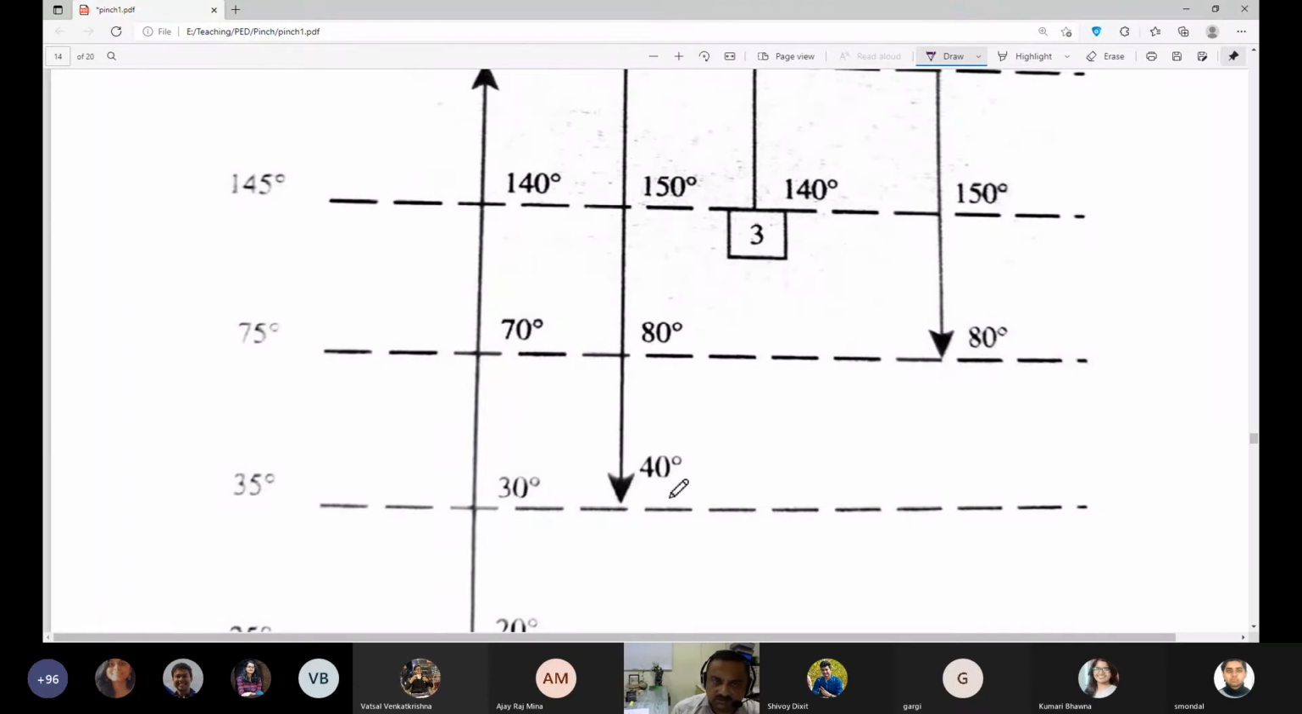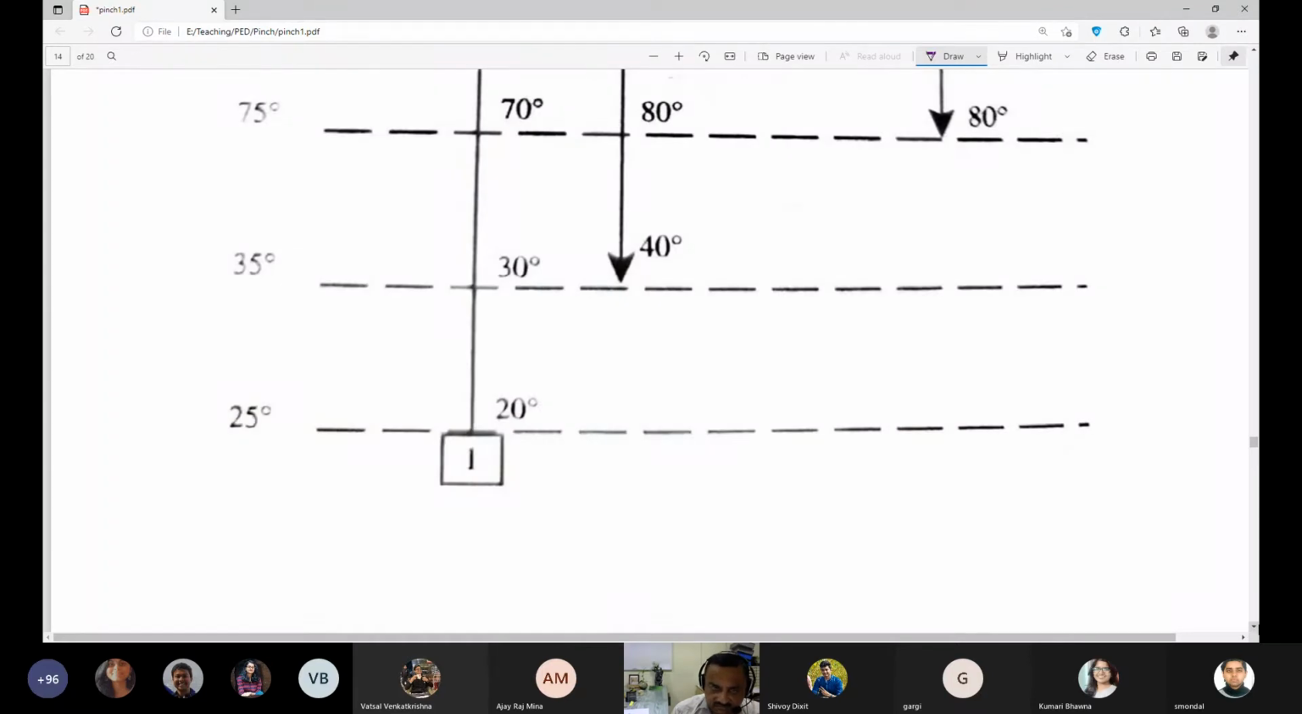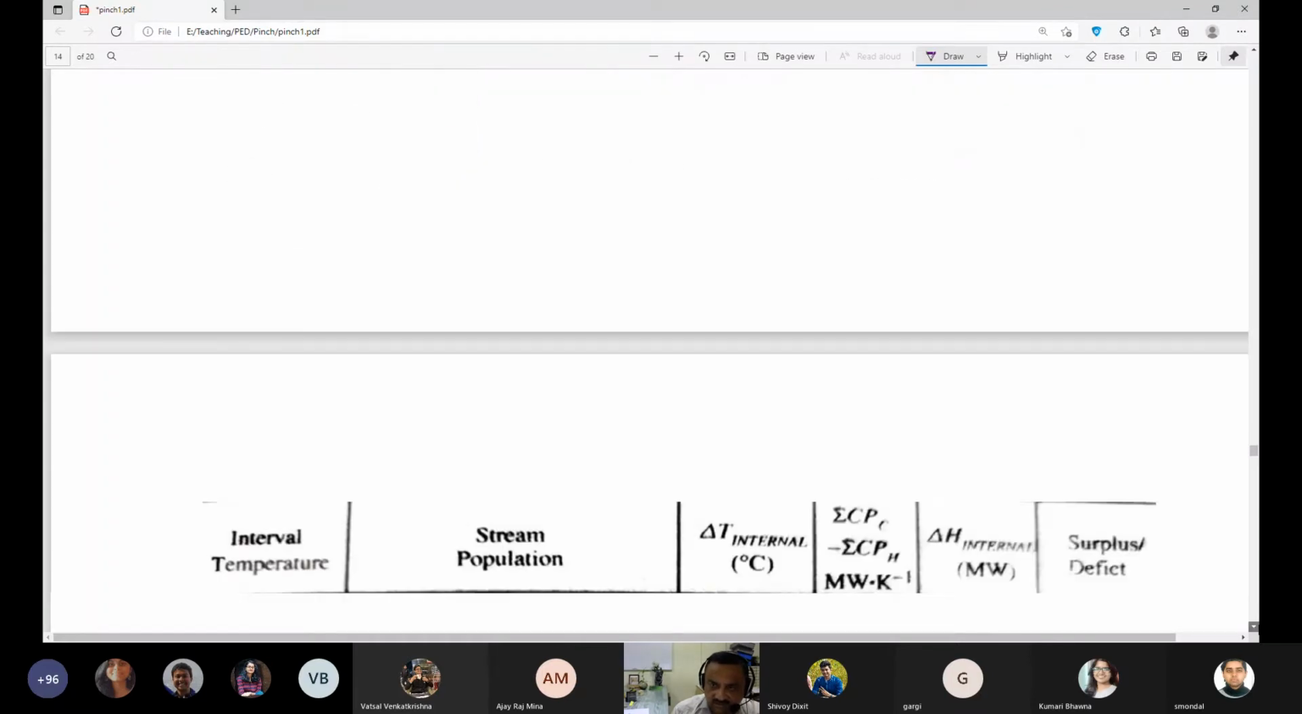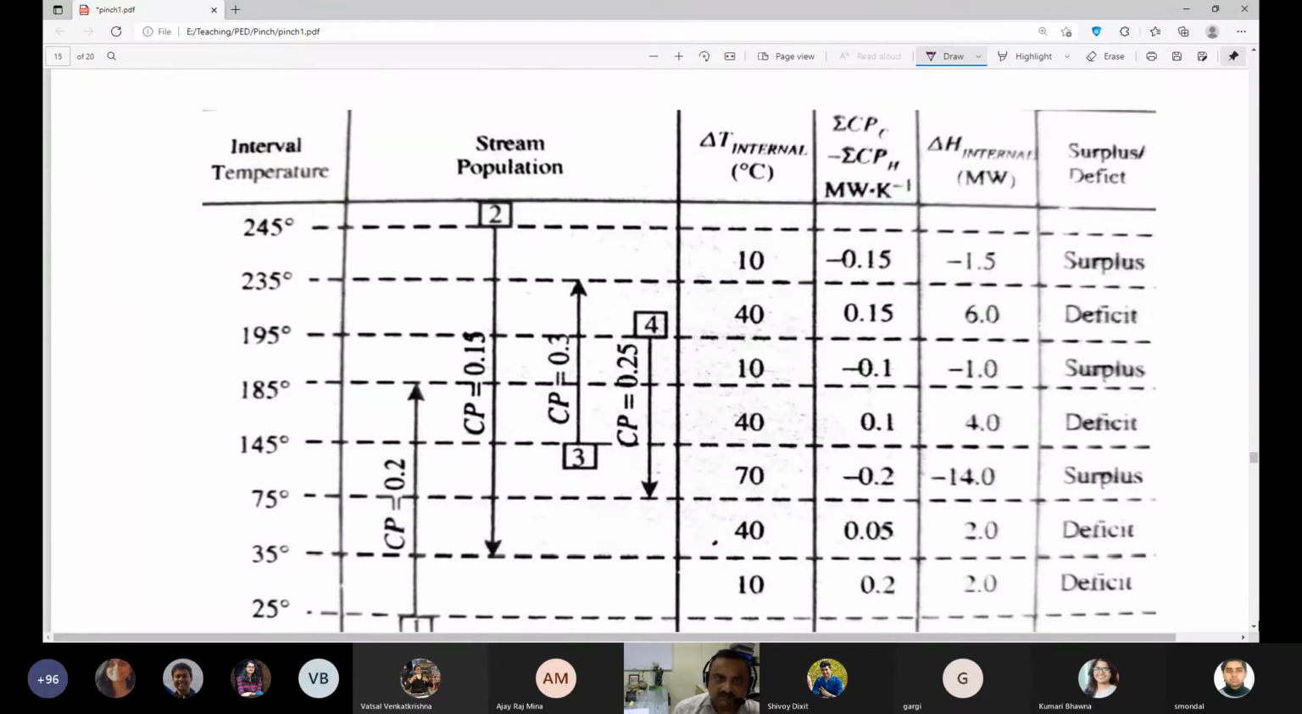Not 35. So all these temperatures are shifted by 5 degrees. Hot stream decreased and cold stream increased. So now if we try to find out how it will work out in this case, we will have the interval temperature, we are calling it 245 to 35, those values, 250 minus 5, 240 minus 5.